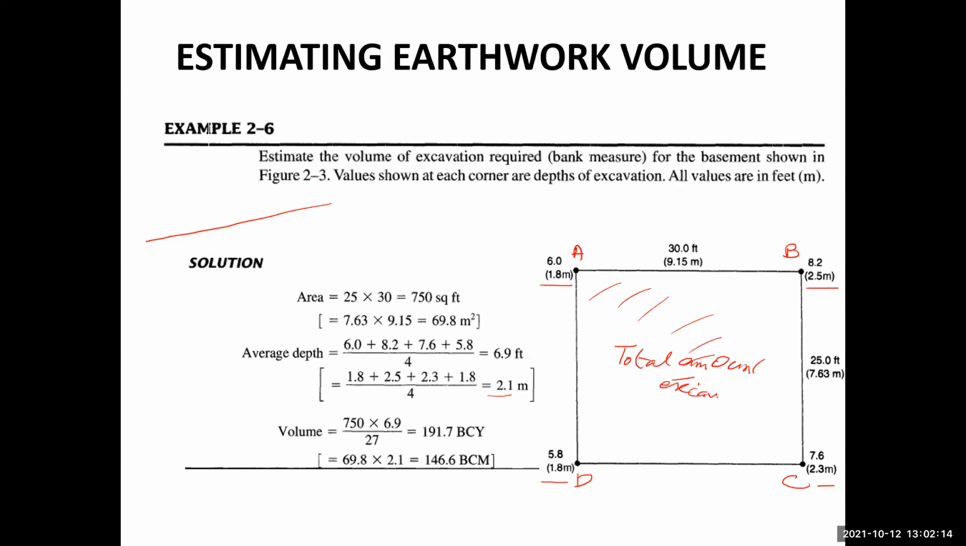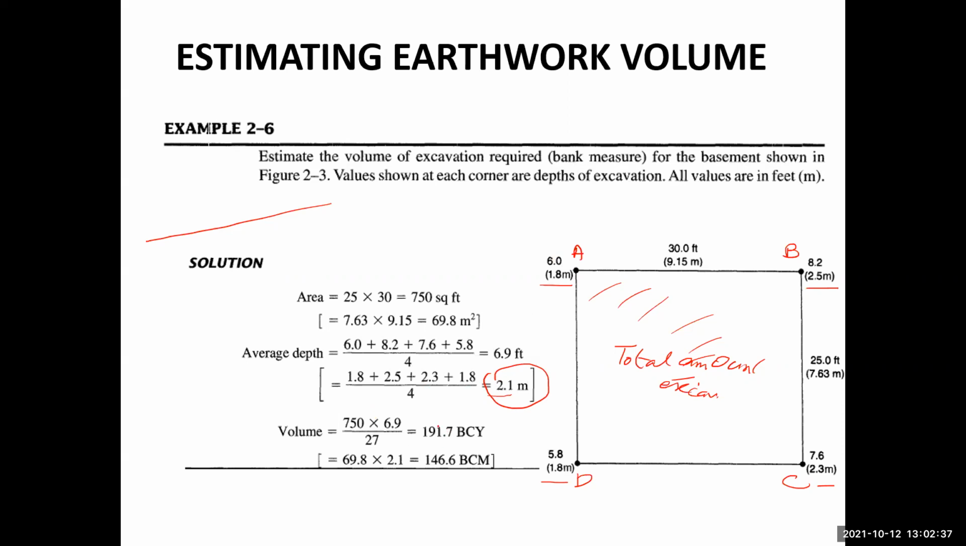So that means at some points, the site is higher. At some points, the site is lower. So depending on these points, we need different depth. So the average depth needed is 2.1 meter. That means on average, we will excavate 2.1 meter on the site.